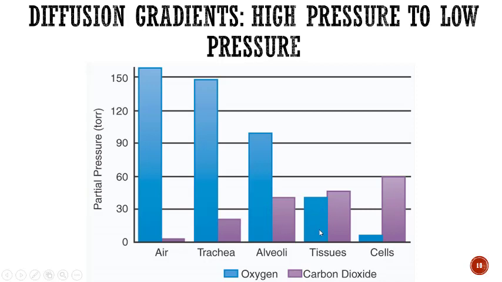When you get into the tissues, you can see the oxygen is lower than the carbon dioxide. Again, you have to think about the fact that your tissues are using this oxygen right away. They need it for their metabolic processes. So they're using the oxygen and giving off CO2, so that CO2 is getting higher. When you get into the cells, that oxygen pressure gets even lower and the CO2 gets even higher.